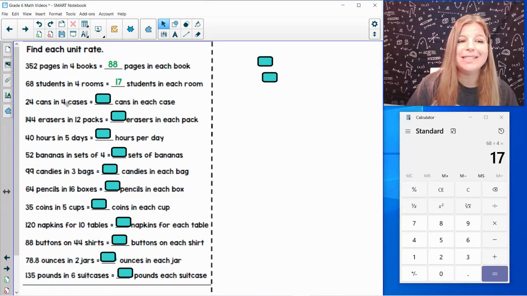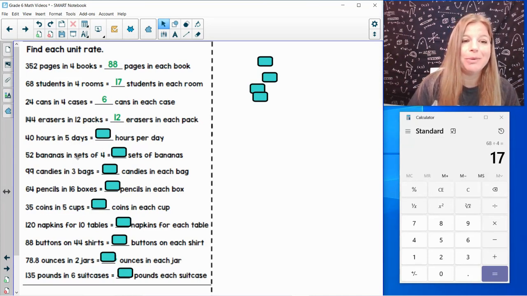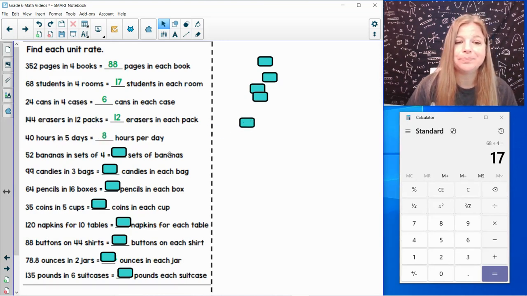24 cans in 4 cases. We could do this mentally. 24 divided by 4 is 6 cans in each case. 144 erasers in 12 packs. What's 144 divided by 12? Hopefully you said 12. 40 hours in 5 days. So when you start working and you're working 40-hour weeks over the course of 5 days, 40 hours divided by 5 days would be 8 hours per day.